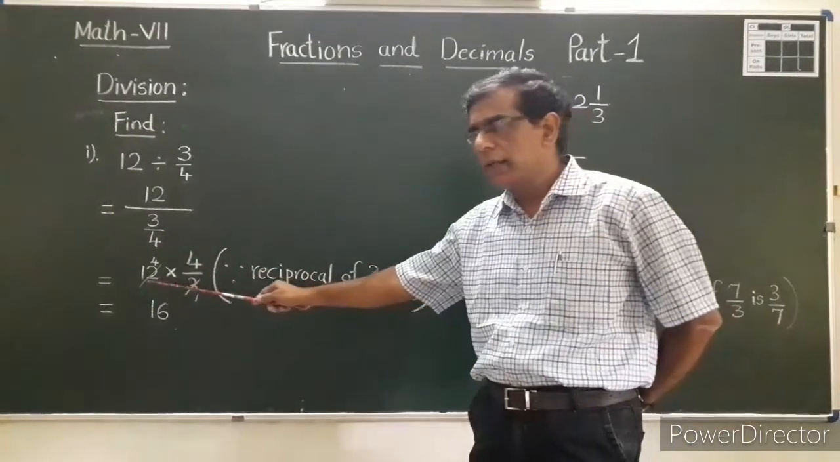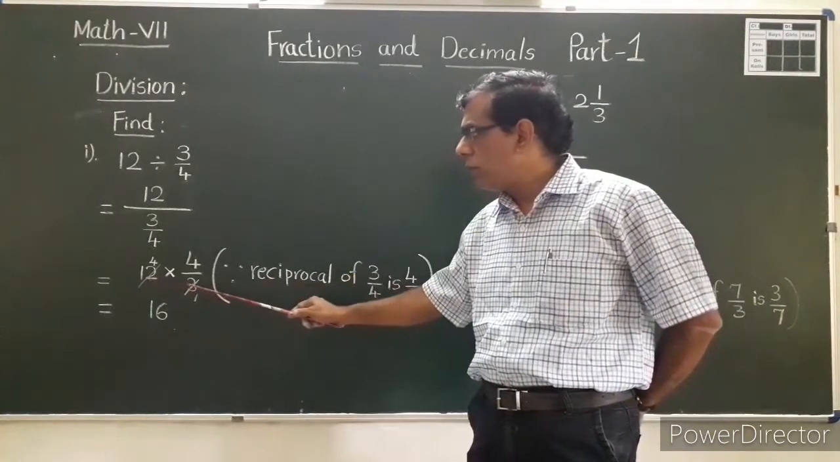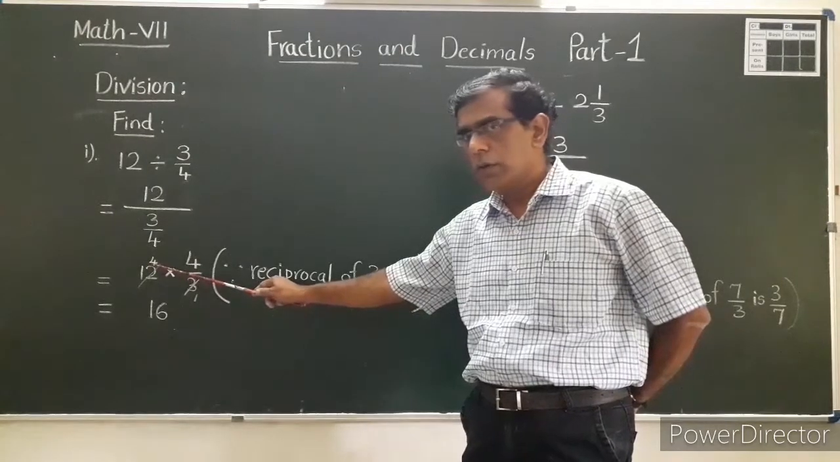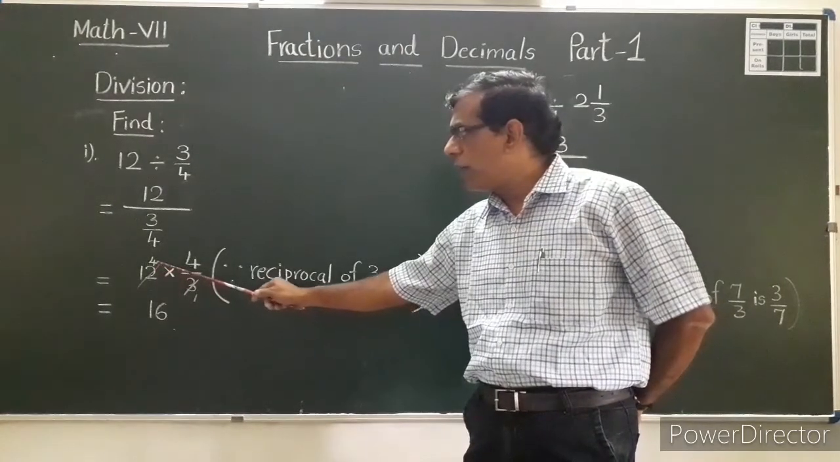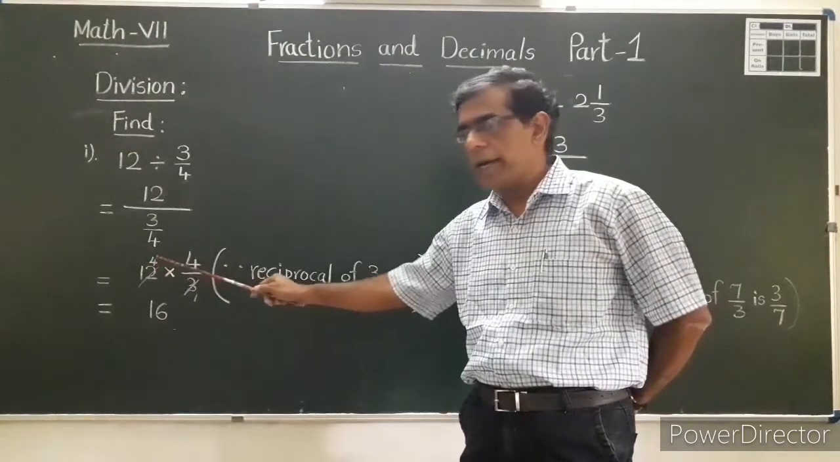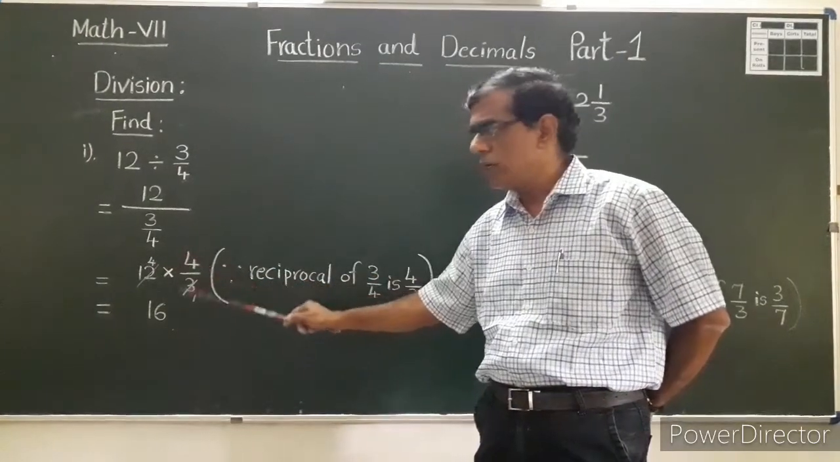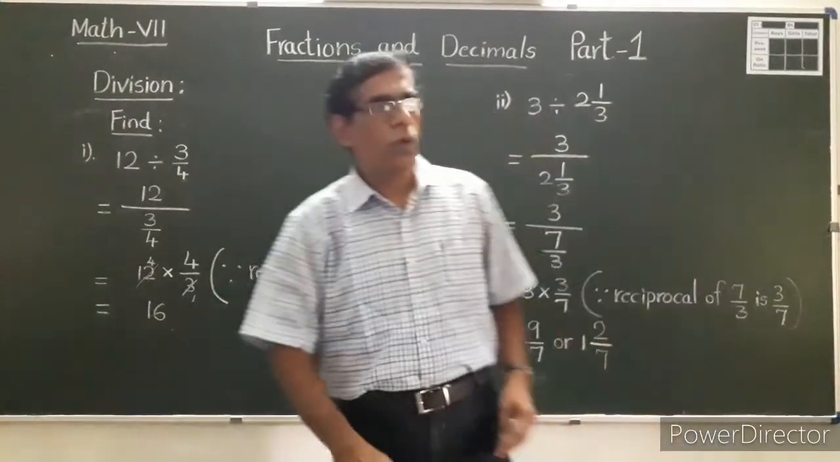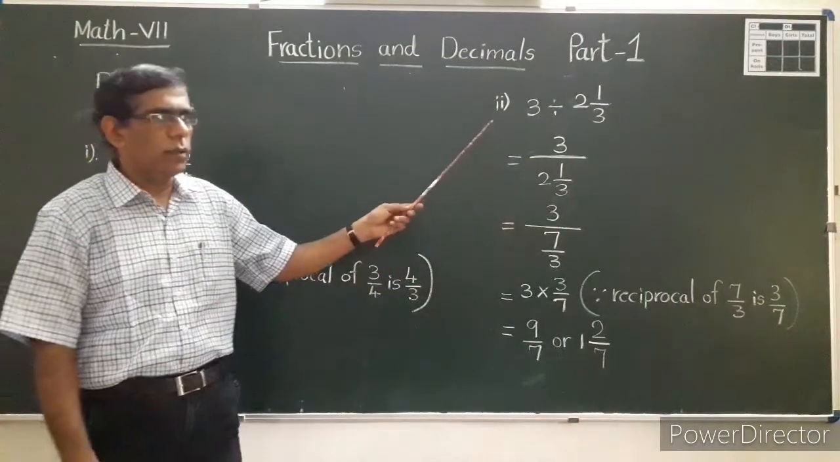Now I will cancel 12 from 3. So 3 ones are 3, 3 fours are 12. Now I will multiply these two numbers, 4 and 4. 4 fours are 16. Okay.